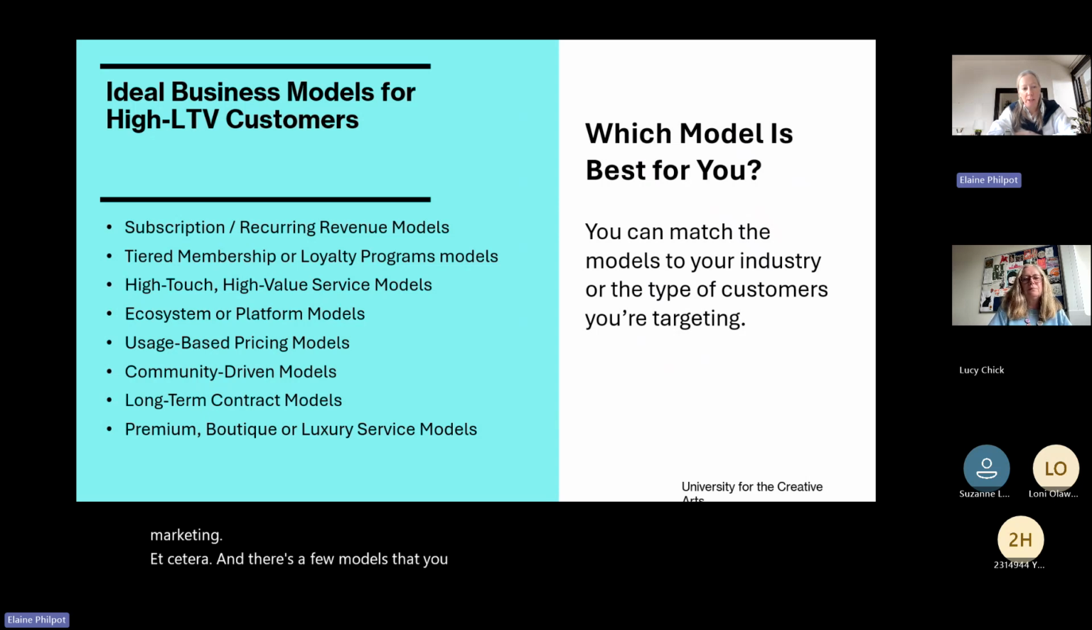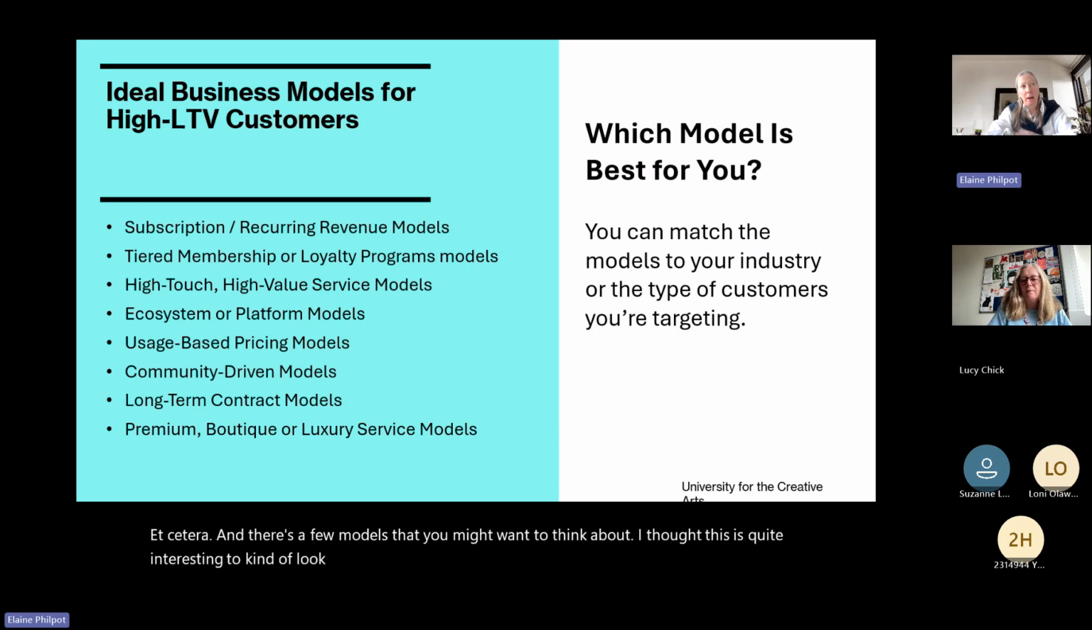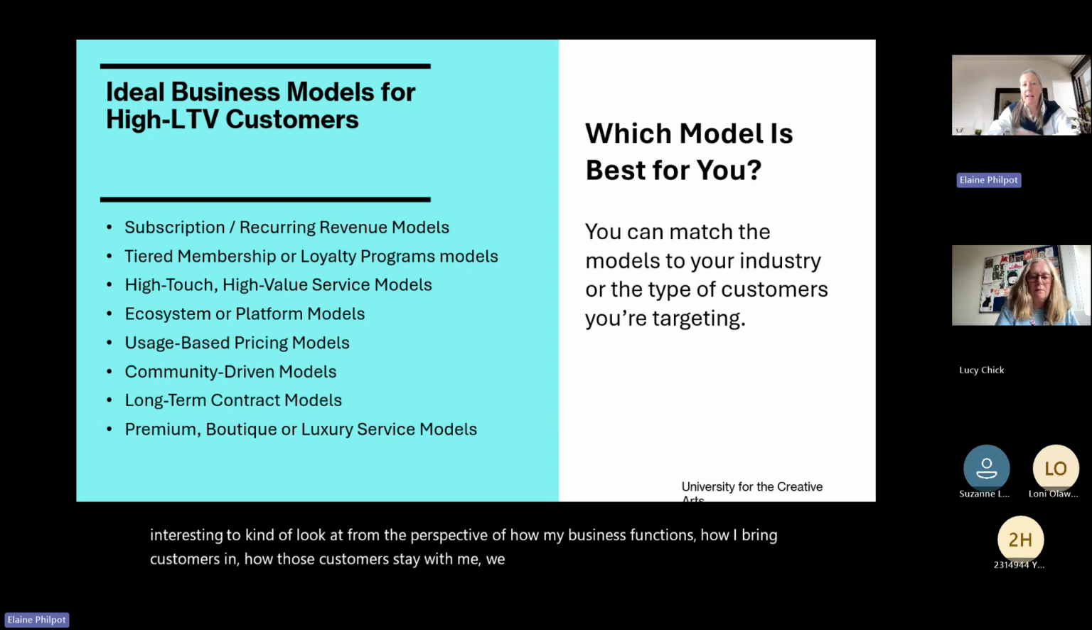I thought this was quite interesting to look at from the perspective of how my business functions, how I bring customers in, how those customers stay with me, how we retain them. And different models can offer different options. Now, there's a few here. There's 8 that I've listed here. There's probably some more, but these are really good ones to think about.